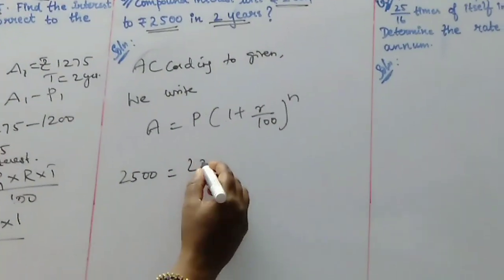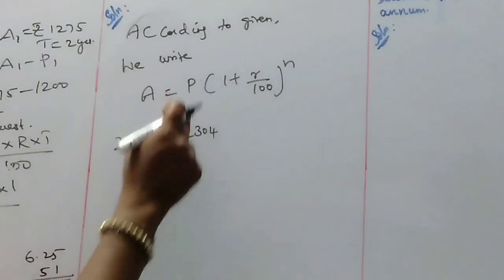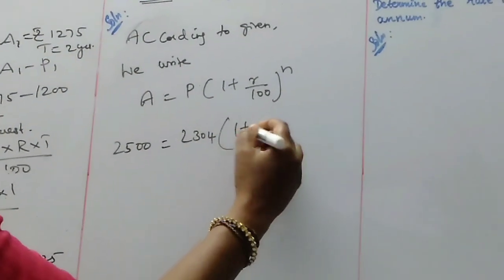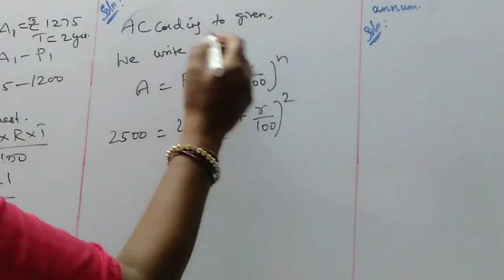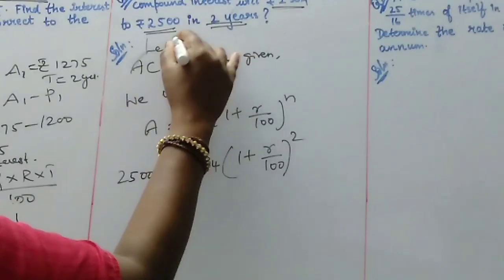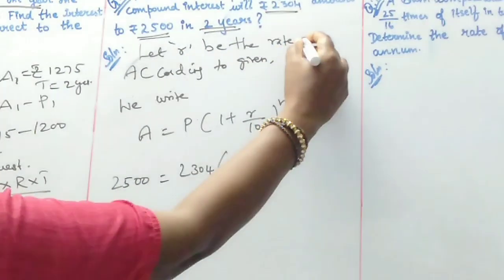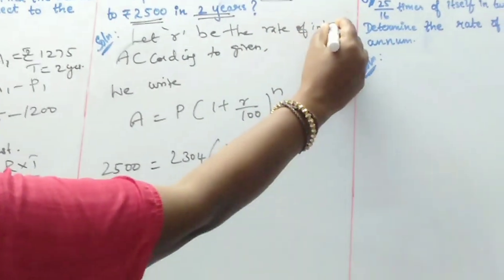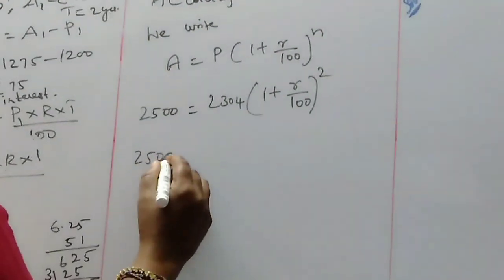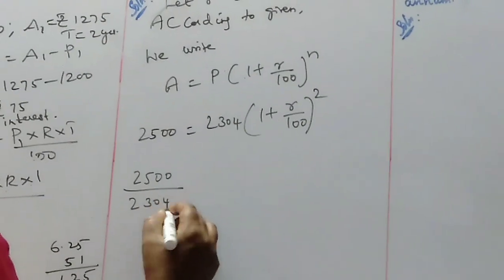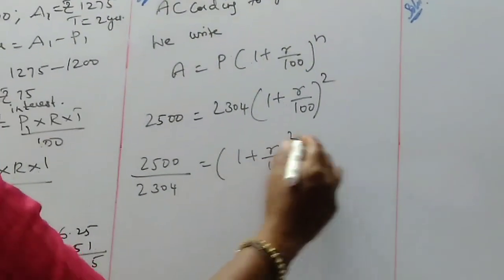2500 is the amount and 2304 is the principal. Think of it in this formula: amount is greater than the principal. 1 plus R, the whole power n, where n here is 2. So we have to write: let R be the rate of interest. Bring this to this side: 1 plus R by 100 the whole square.